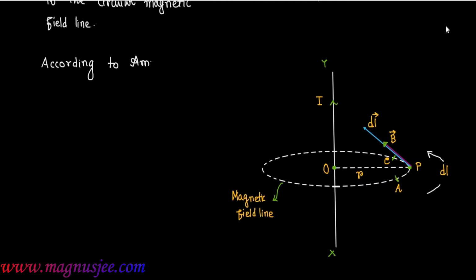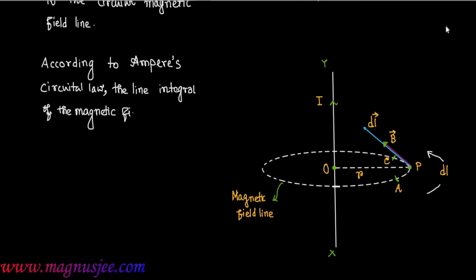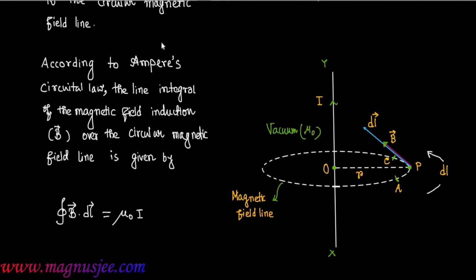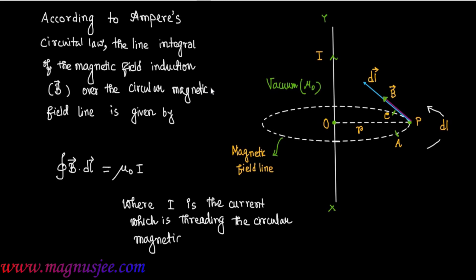According to Ampere's circuital law, the line integral of magnetic field induction vector B over the circular closed path, or over the circular magnetic field line, is given by closed integration of vector B dot vector dl equal to mu 0 times the current I. The surrounding medium is vacuum with permeability mu 0, where I is the current threading the circular magnetic field line at right angle to it.